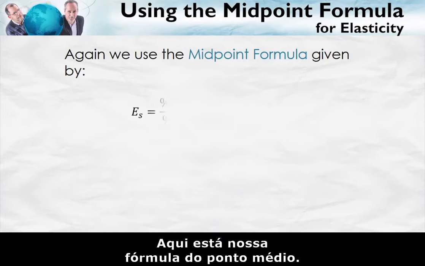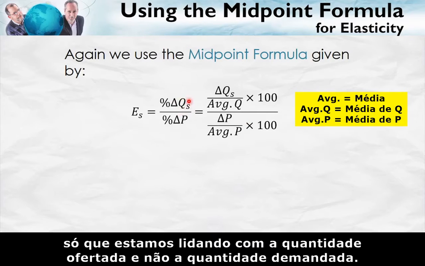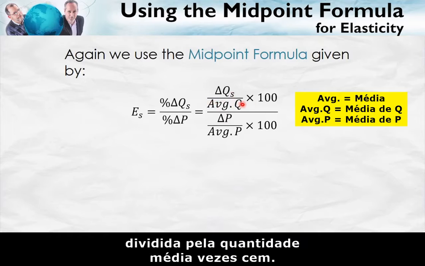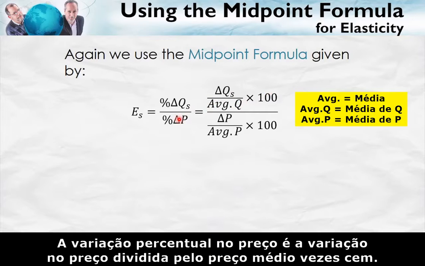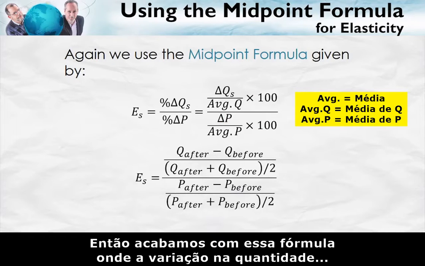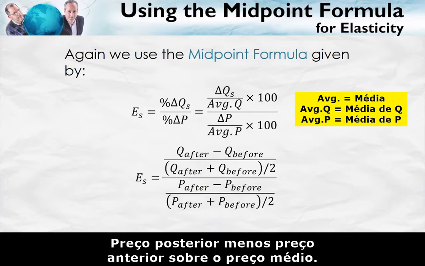Here's our midpoint formula. Again, practically the same as that for the elasticity of demand, only we're dealing with the quantity supplied rather than the quantity demanded. So the percentage change in quantity supplied is the change in quantity supplied divided by the average quantity times 100. The percentage change in price is the change in price divided by the average price times 100. The hundreds cancel out. So we're left with this formula where the change in quantity is quantity after minus quantity before over the average quantity, and price after minus price before over the average price.